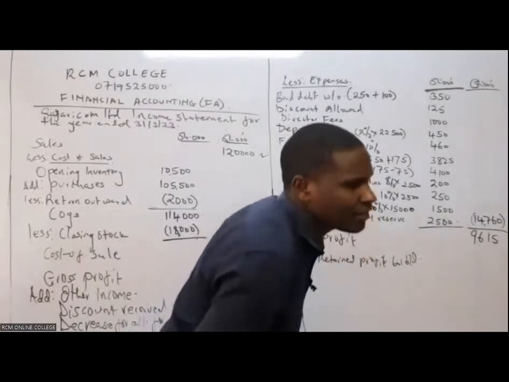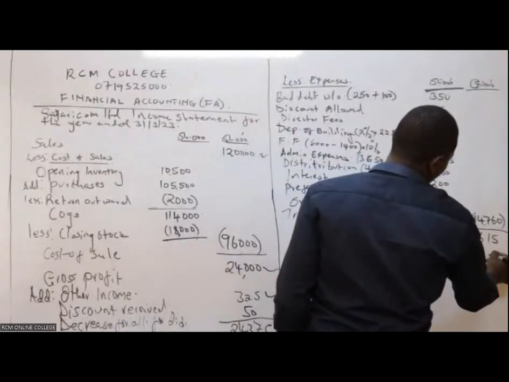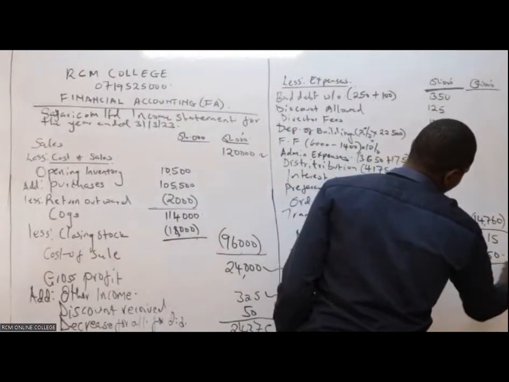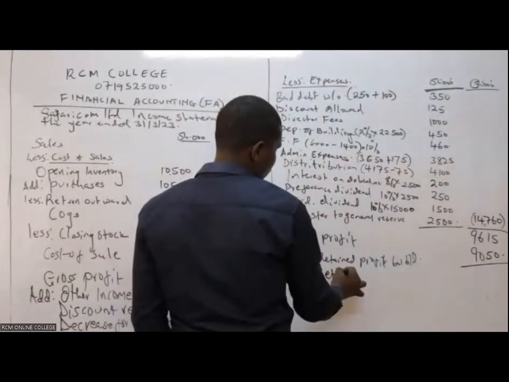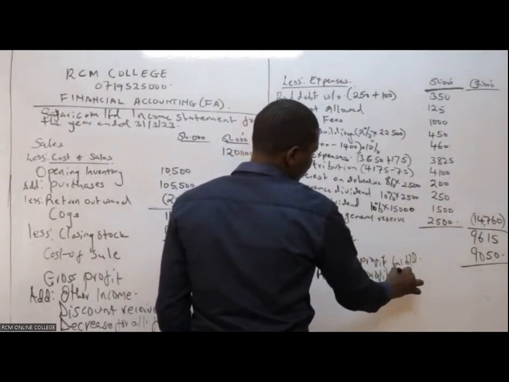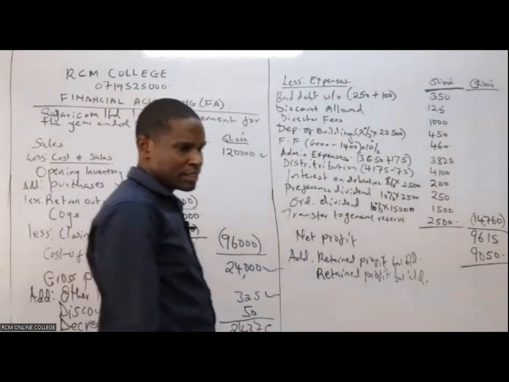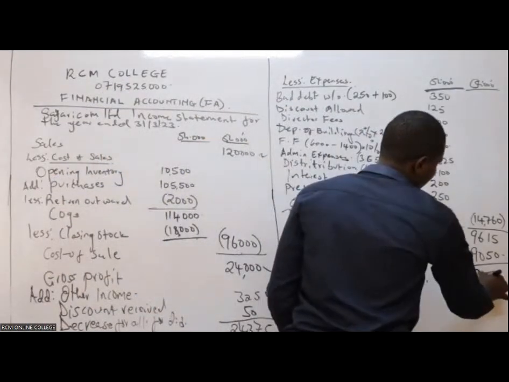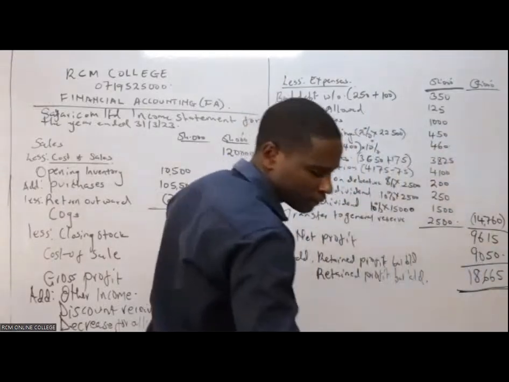So that now we get profit for the year, 90, 50. You add that, then you get retained profit carried down, balance carried down, now 18,665. Let's go to the balance sheet very fast. Let's prepare the balance sheet.